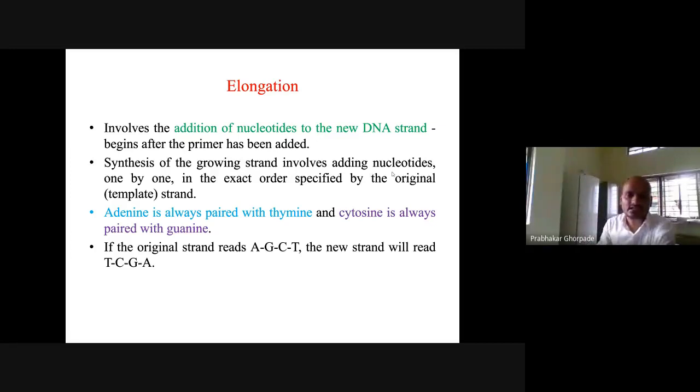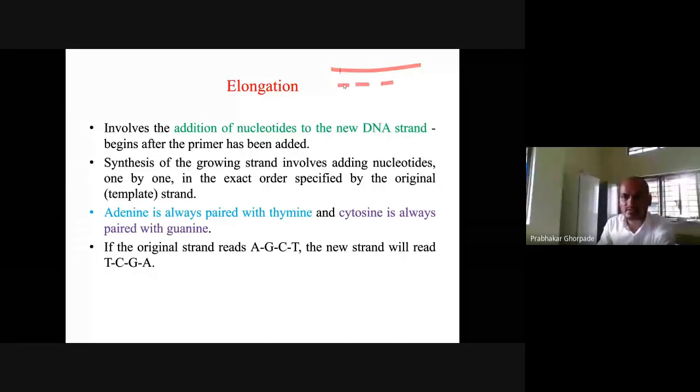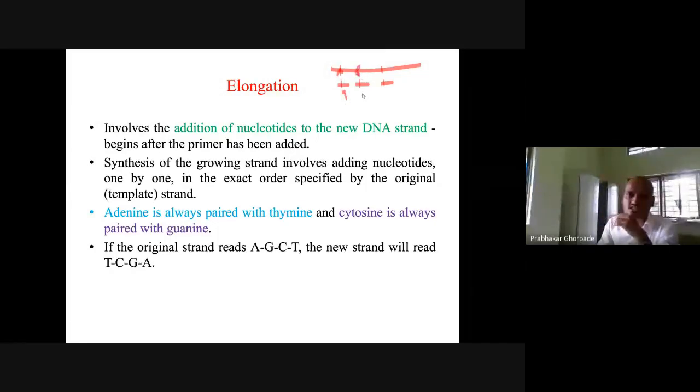Synthesis of the growing strand involves adding the nucleotides one by one in the exact order specified by the original strand. So if this is a strand, we just have to add the complementary nucleotide. If A is there, we have to add T. A pairs with T, so a double bond. C pairs with G, so a triple bond. So likewise, we have to add only complementary bases in the specific order.